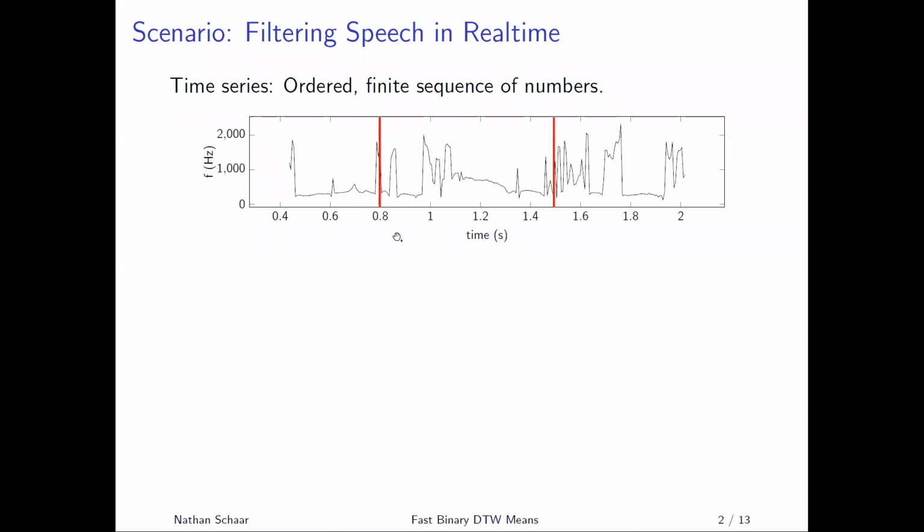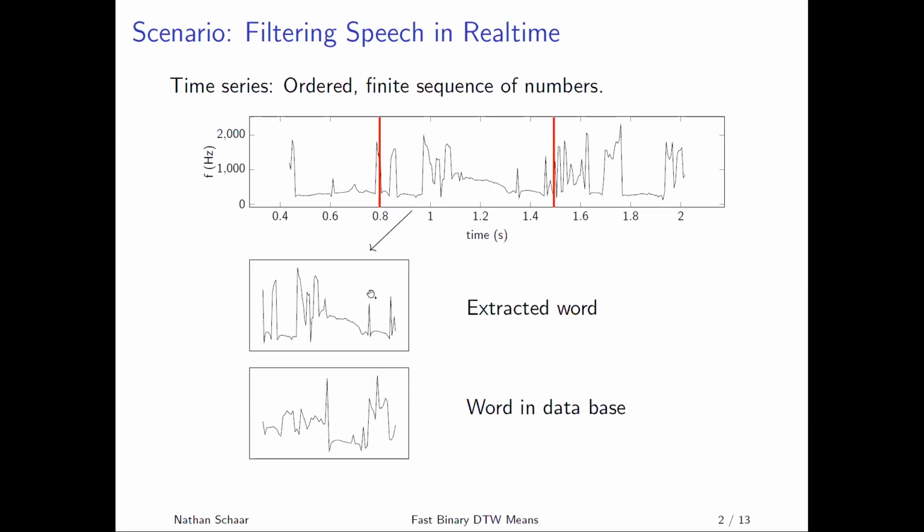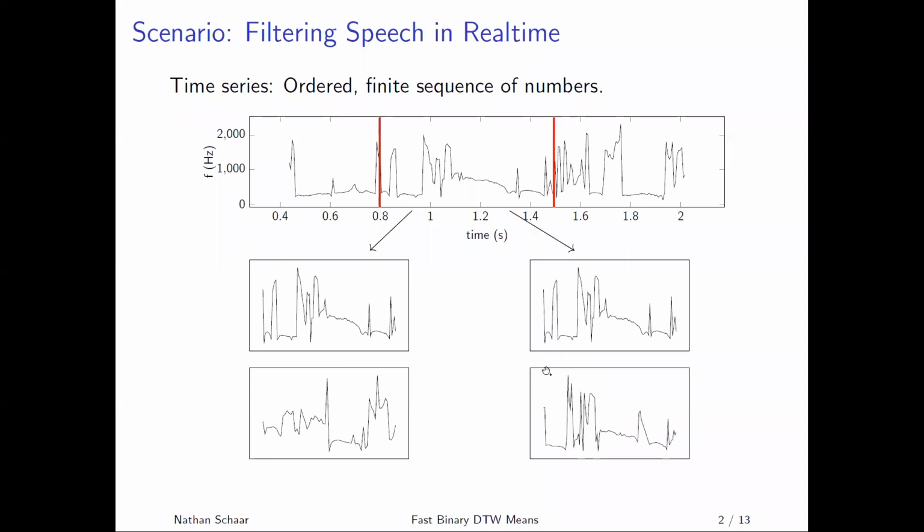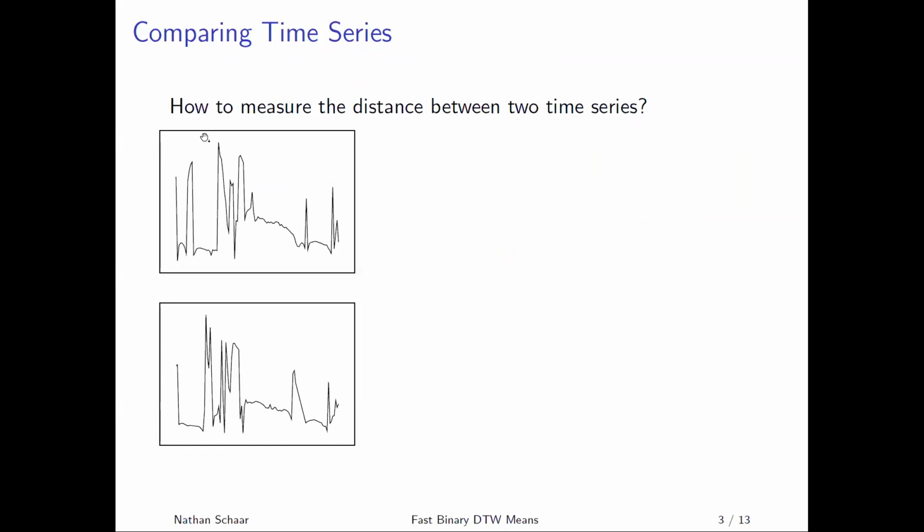Now we want to take each of those words and compare it with a set of words in a database, for example, with bad words to bleep them out. In this example, we might not see a similarity between those two words, but in a different example, we might see some similarity. And now the question, of course, is how can we actually measure the distance between the two time series? So how can we decide if they are the same word or not?